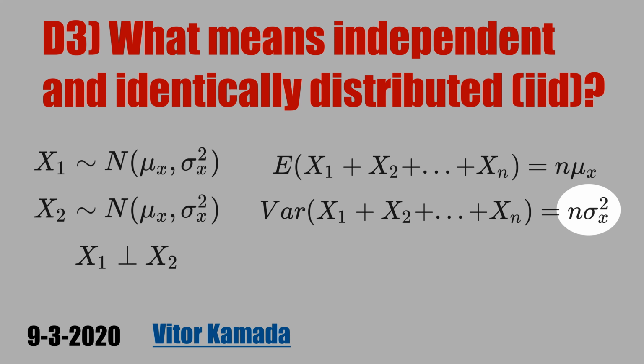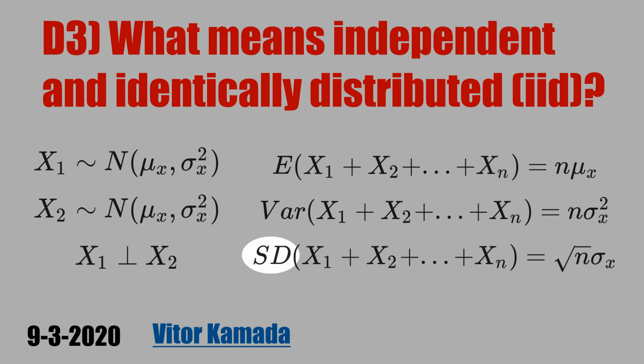This is a huge simplification in terms of computation. Usually, if these variables are not IID, you have to calculate the covariance for each pair of random variables. Now, let's calculate the standard deviation of all these IID x. We get the square root of n times the standard deviation of x. The definition of standard deviation is the square root of the variance. Therefore, standard deviation is the square root of this term here.